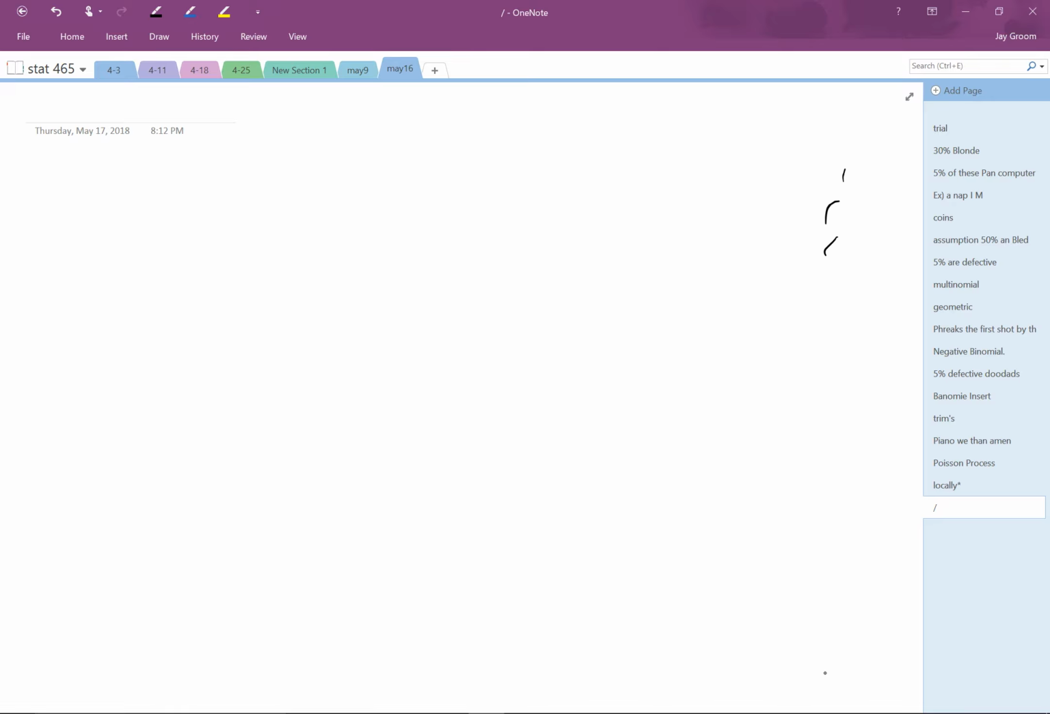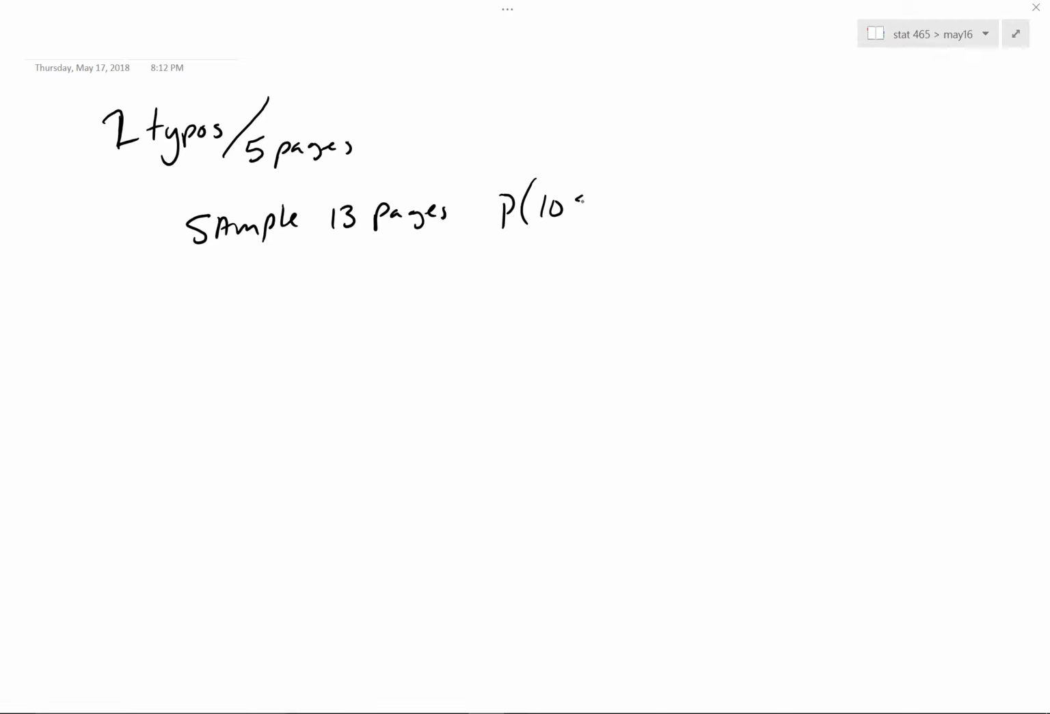I don't know. Maybe you work for a copy editor, like you publish books or something, and you average two typos per 5 pages or something. Okay, something along those lines. So that seems relatively straightforward then. So if you sample 13 pages, notice that that's a weird number. It's not like 40 pages or something like a normal person. I did that on purpose. What is the probability that you will see 10 typos?